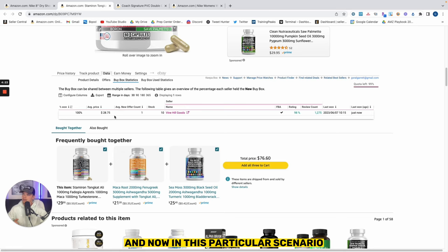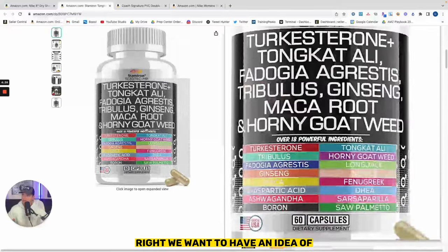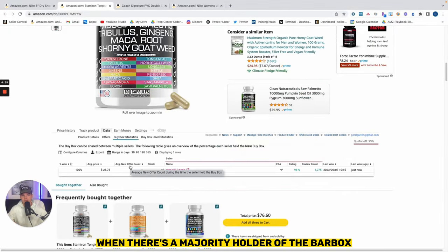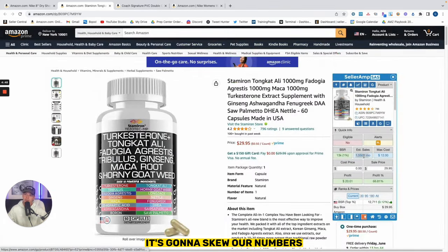And now in this particular scenario, these are ones we want to avoid. Anytime there's a majority holder of the buy box, whether it be Amazon or whether it be a third-party seller, or in this case, probably the brand, right? We want to have an idea of when there's a majority holder of the buy box, whether it's 80%, 90%, 100%, whatever the case may be, a big share, right? Because whether this is 70% or 80% or 100%, it's going to skew our numbers, right?